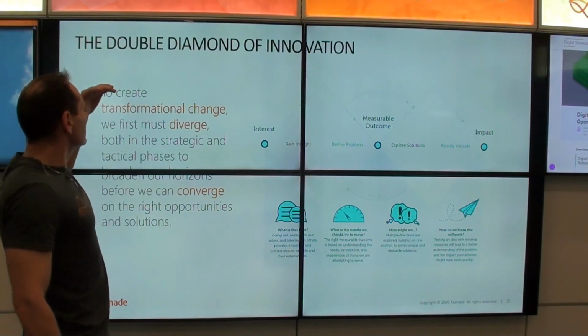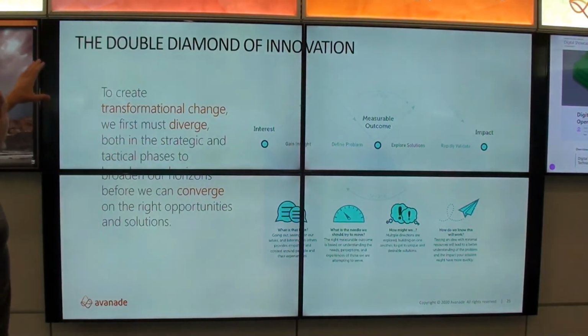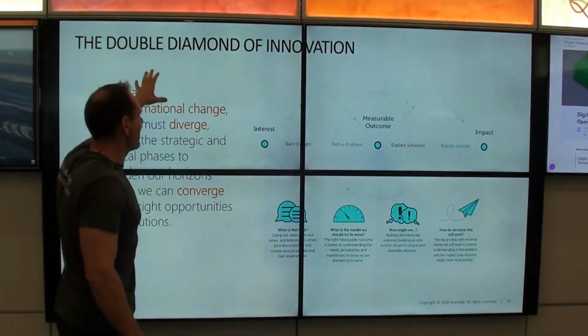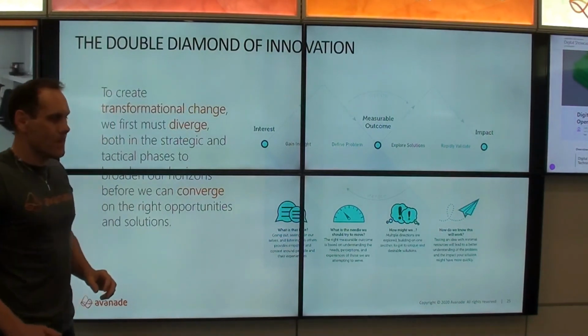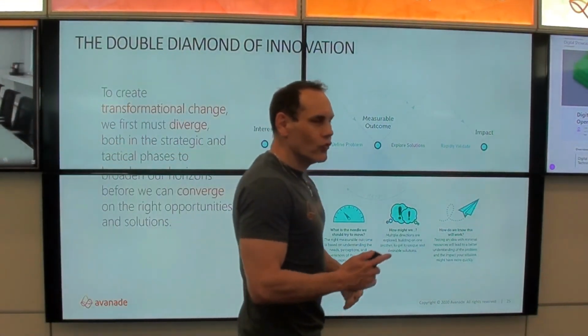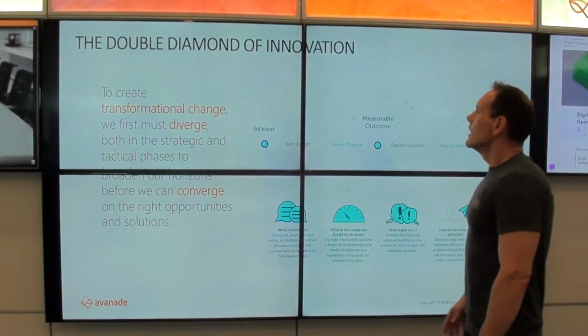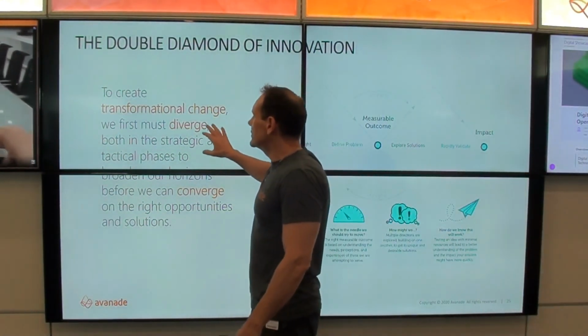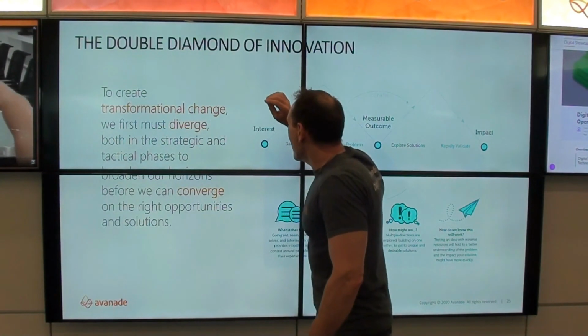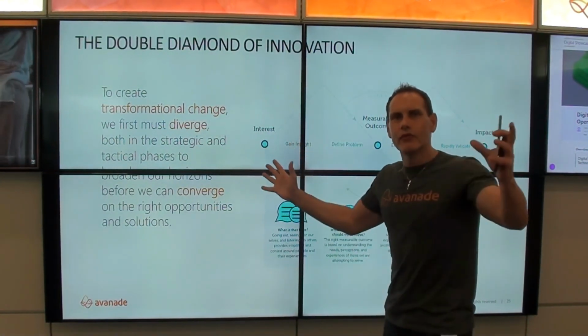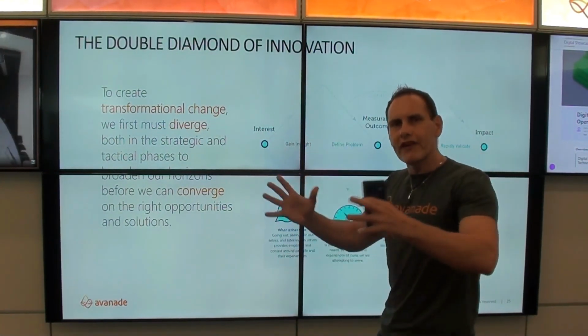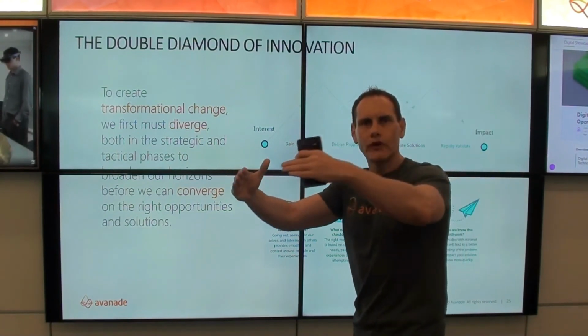My last slide in this little introduction is to introduce you to the double diamond of innovation. The double diamond of innovation is a tool that I use in my design thinking workshops a lot. To create transformational change, it basically embraces this idea of divergence and convergence, of thinking big before making choices.